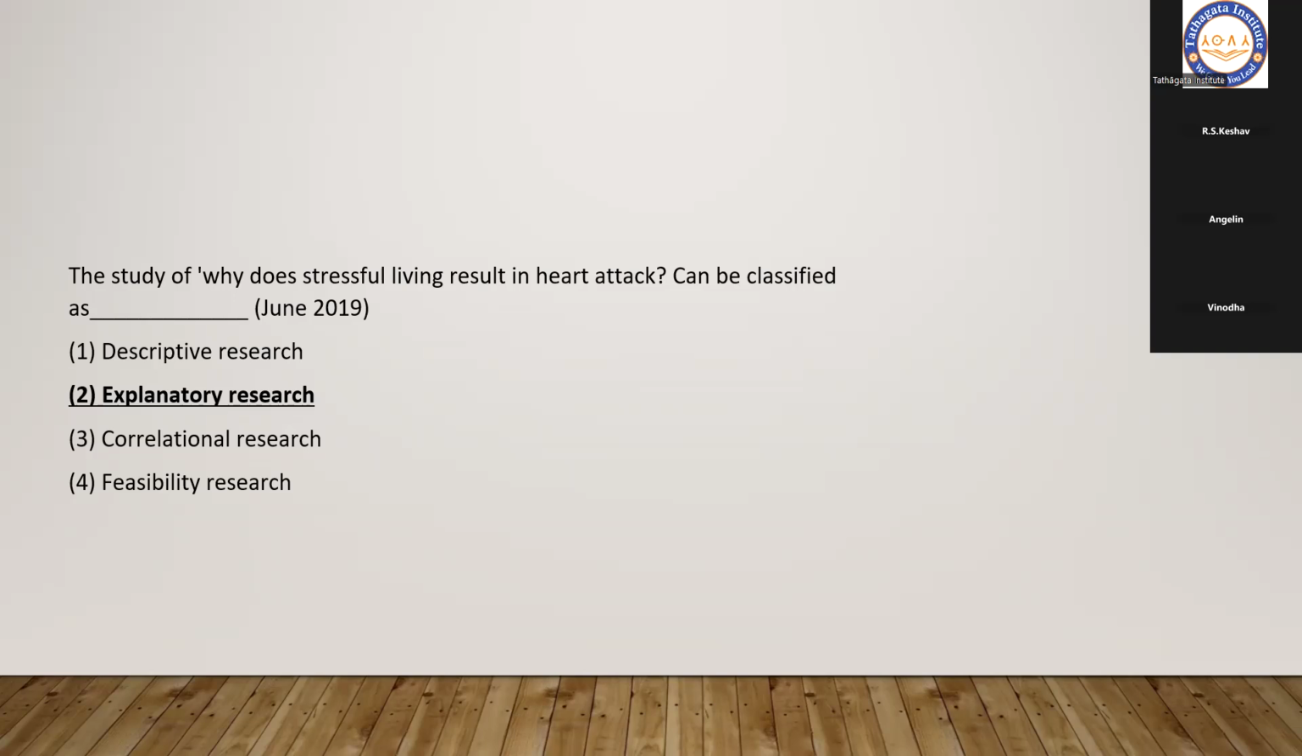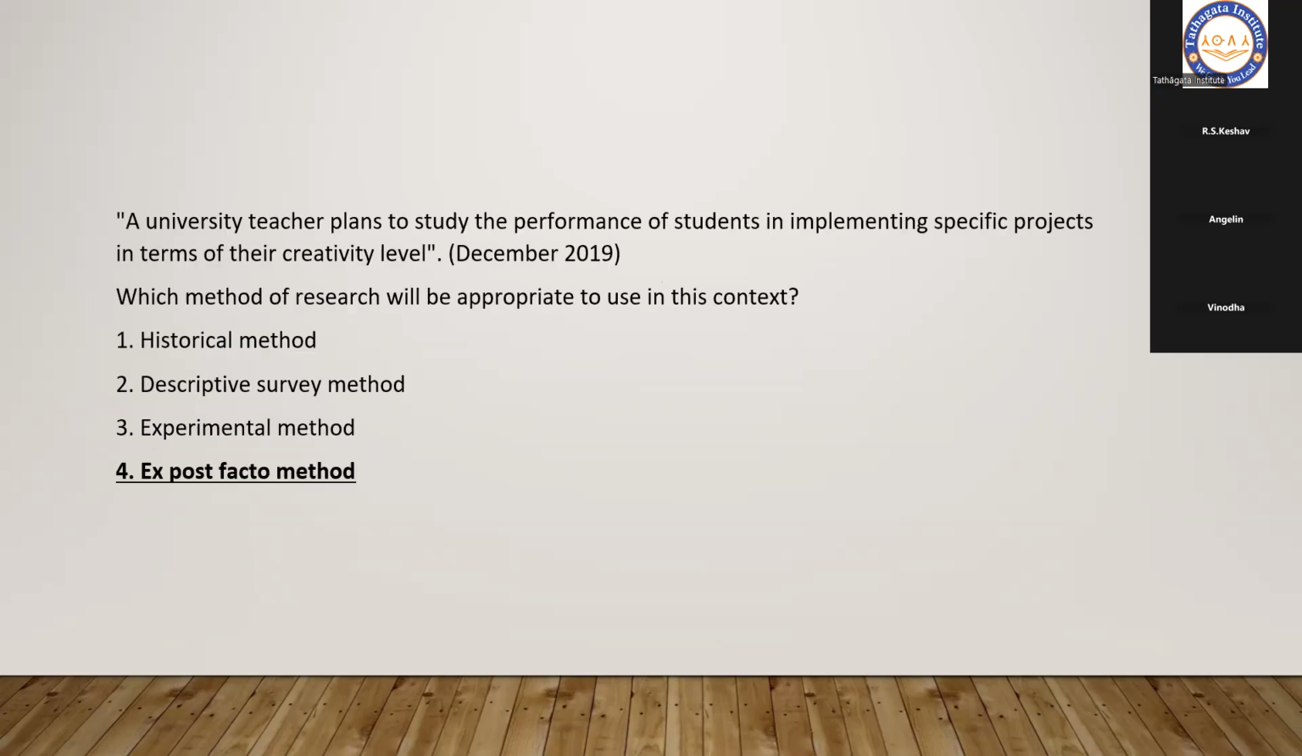Correlational, we saw three types of relation: this to that, this to that. There is no necessity; feasibility is done according to your convenience. You might get confused between correlational and explanatory, but the key word here is answering the question why. That is so specific to explanatory research.